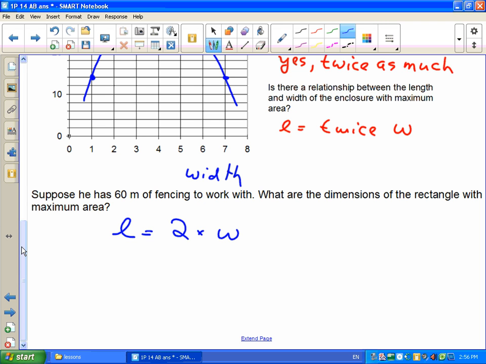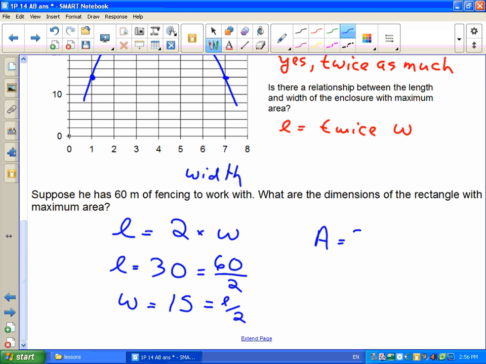What we want to have is our length be 30, okay? So that's our 60 divided in half, and then our width is going to be half of that, which is 15. Length divided by 2. Okay? So we take our total amount, 60, divided by 2 to get the length, and then we take our length divided by 2 to get the width. So our area here is going to be 30 times 15, which is going to be 450 meters squared. Okay? And that's our maximum area.